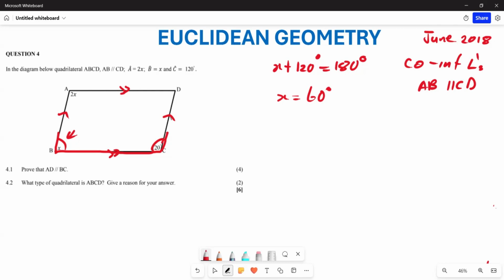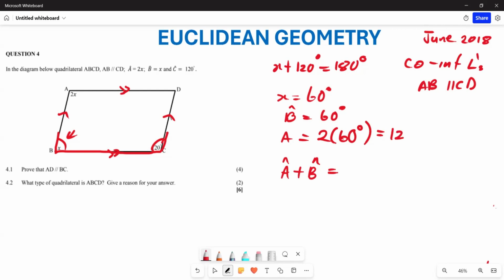Which means now your angle B is going to be equal to 60 degrees. And now your angle A, remember, is going to be 2 multiplied by 60 degrees. Now, I want you to look at something. If you add your angle A plus your angle B, what is it that you're going to get? Remember your angle A is 60 multiplied by 2, which is 120 degrees. So your angle B is 60, your angle A is 120. So you have 120 degrees plus 60 degrees, which means when you add these two angles, they give you 180 degrees.